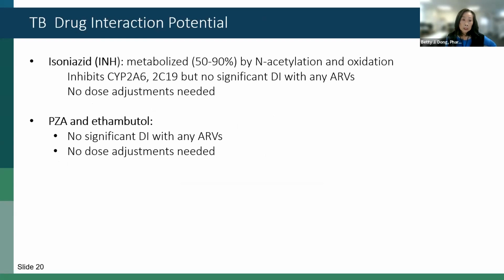So what about our other TB drugs? Isoniazid tends not to have significant interactions with most of our antiretrovirals. It does inhibit other CYP enzymes. Sorry, it doesn't inhibit 3A4, but it does inhibit 2A6 and 2C19. But that does not interact with most of our antiretrovirals, but can have interactions with other medications. And fortunately, ethambutol and pyrazinamide do not have any significant drug interactions with any of our antiretrovirals.